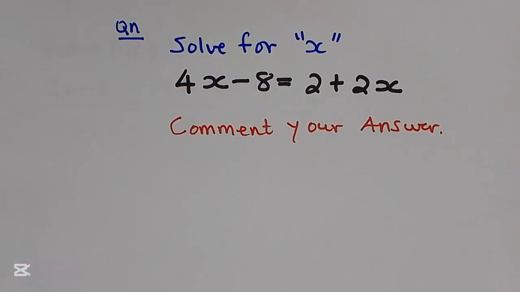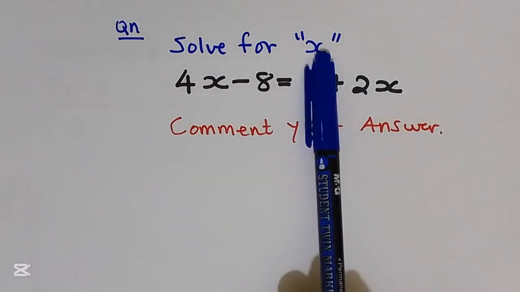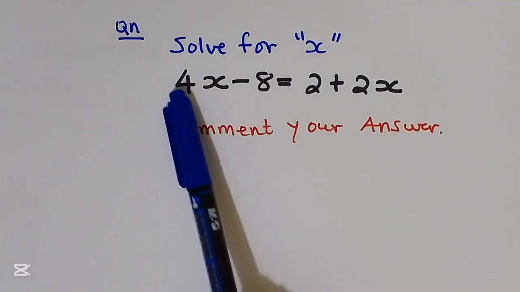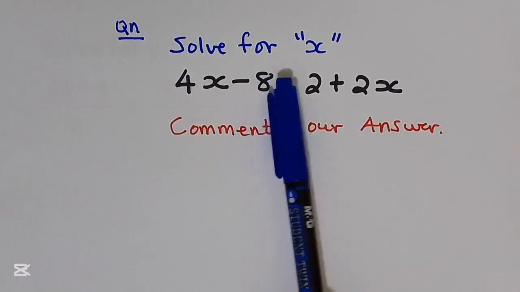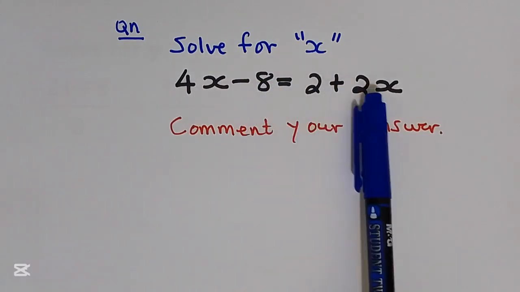I hope you understand the equation that we solved together. Let me leave you with the question. We're supposed to solve for x. They have given to us 4x minus 8. This is equal to 2 plus 2x.